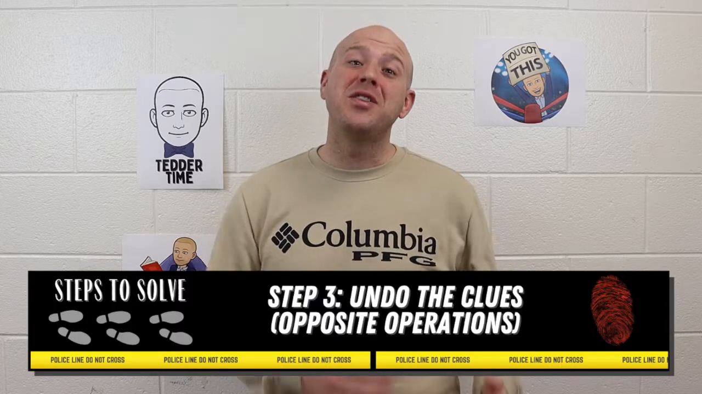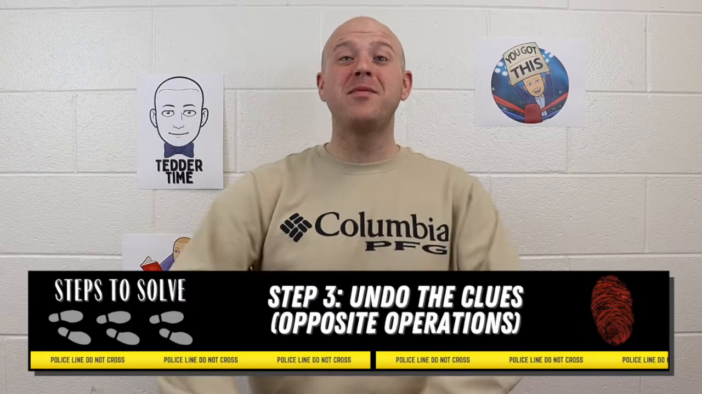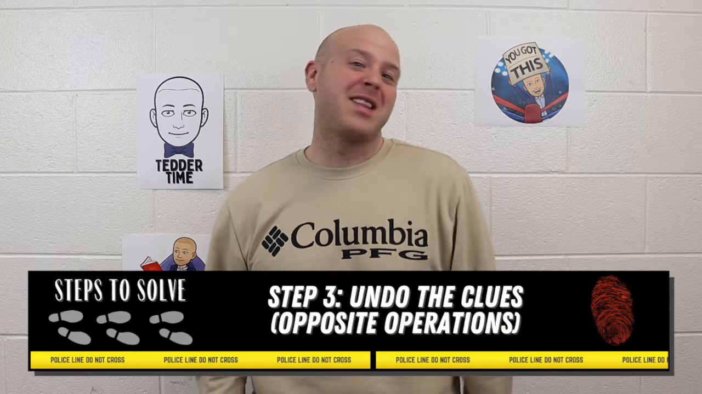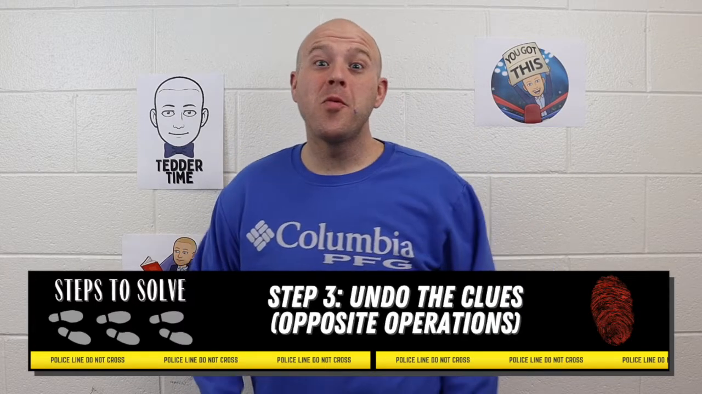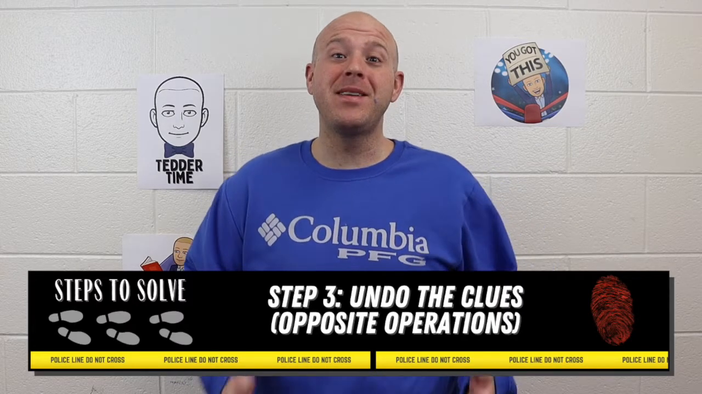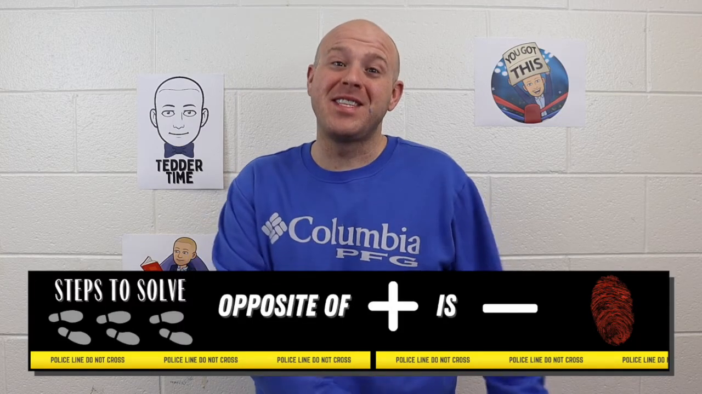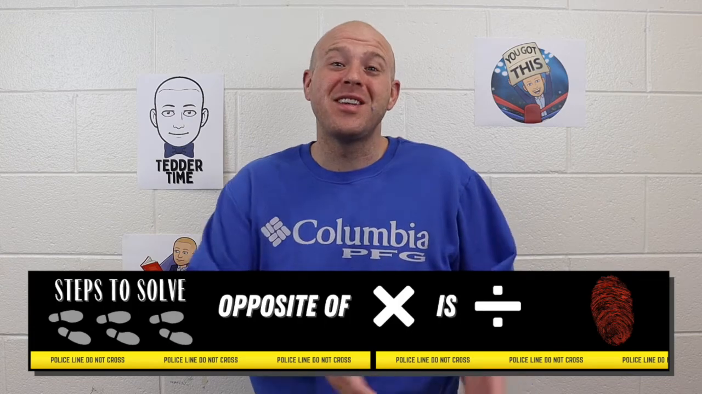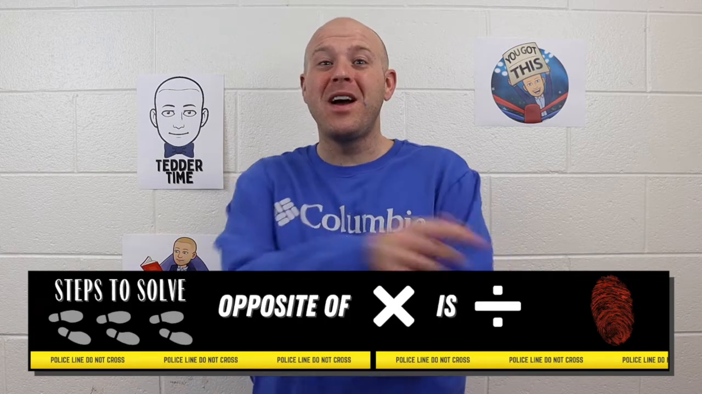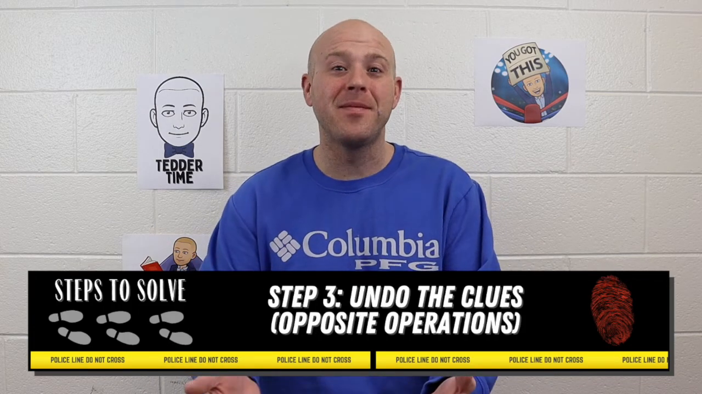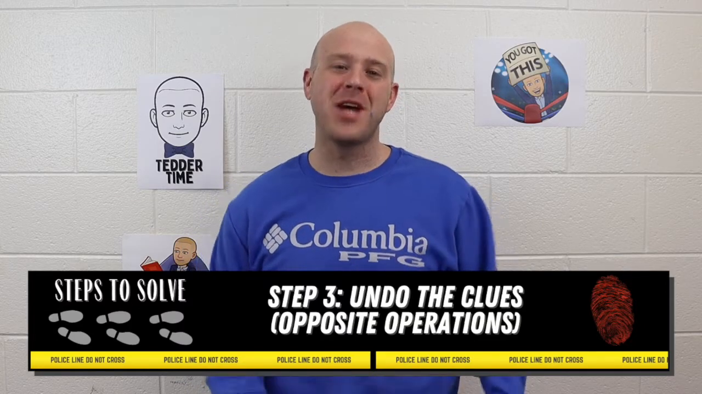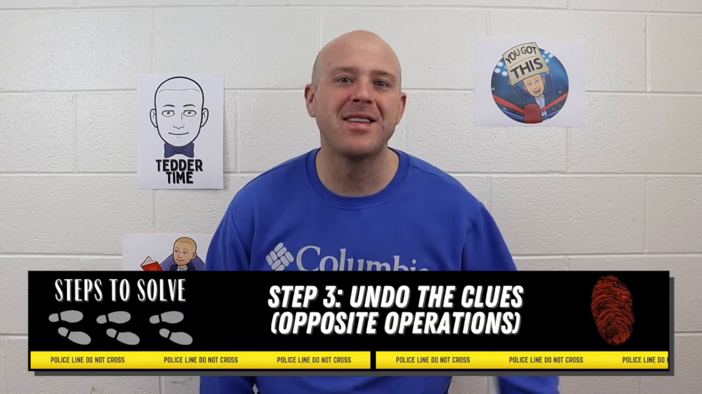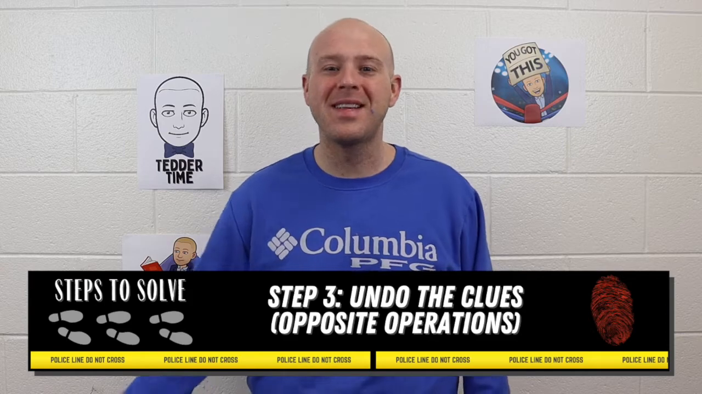And then we undo the clues in step 3, which means we do the opposite. We change what's being done. The opposite of addition is subtraction, and the opposite of multiplication is division. So they undo each other. If we're adding something, we undo it by subtracting. And if we're dividing something, we undo that by multiplying that same thing.